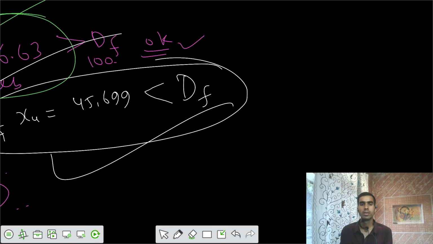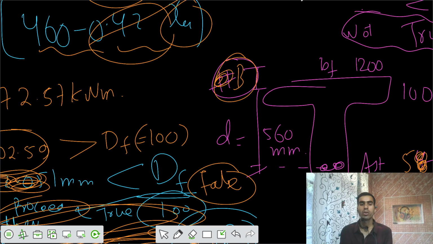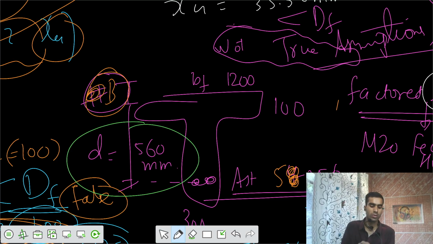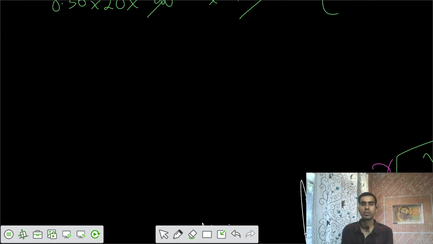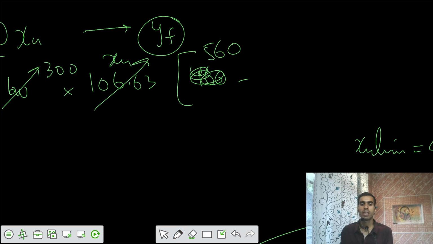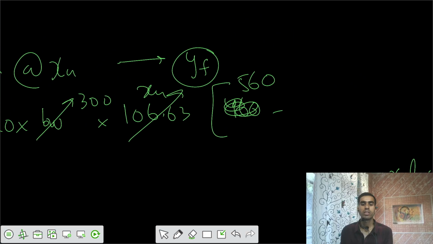The value of d, it was given to you as 560, so we have calculated for 560. So d is 560. It's not a big issue. So kindly change that in the previous solutions also, but the final values are correct. So that is 560 minus 0.42 xu.